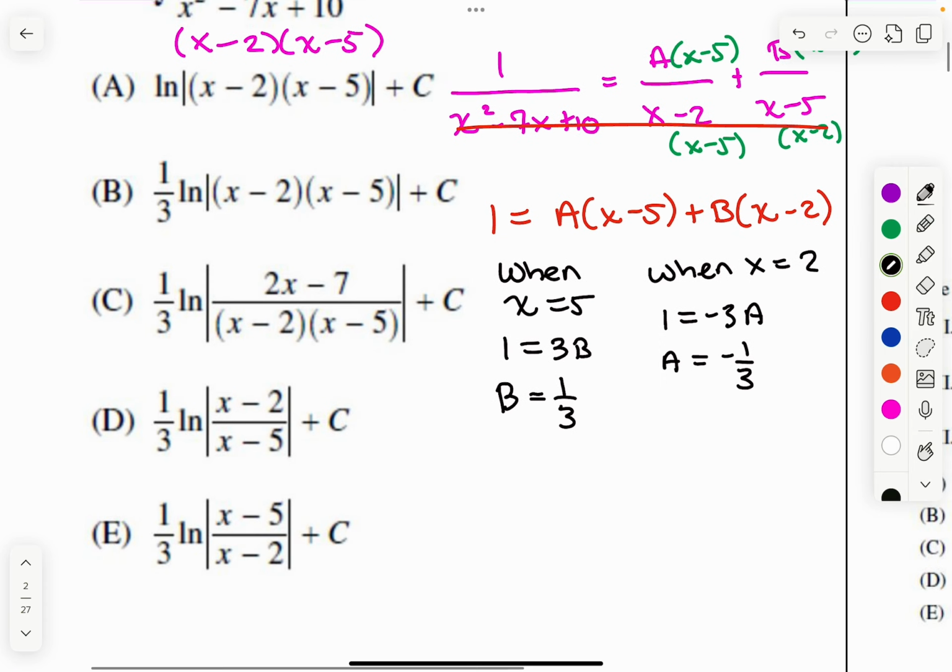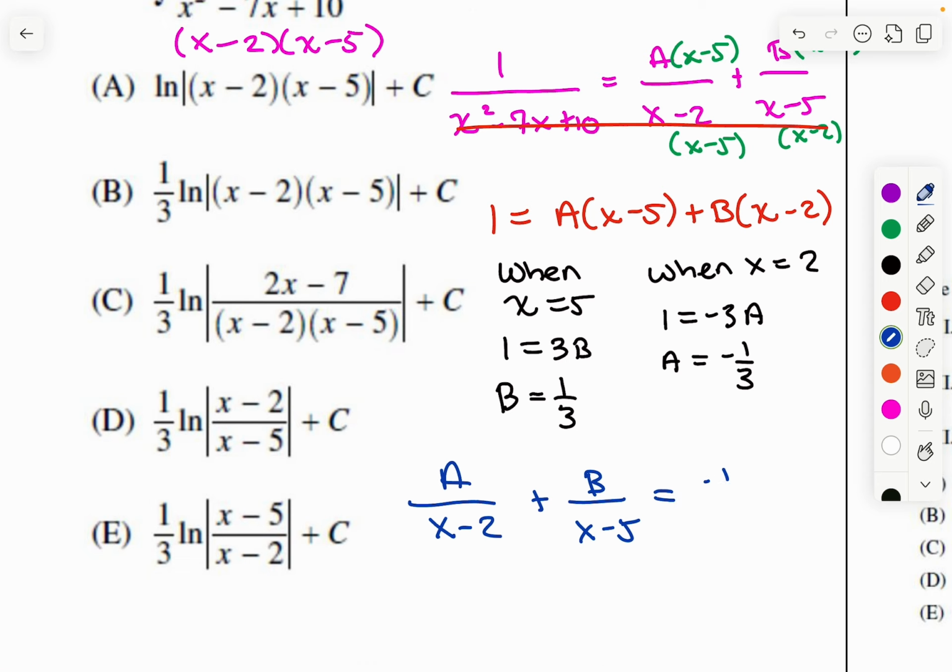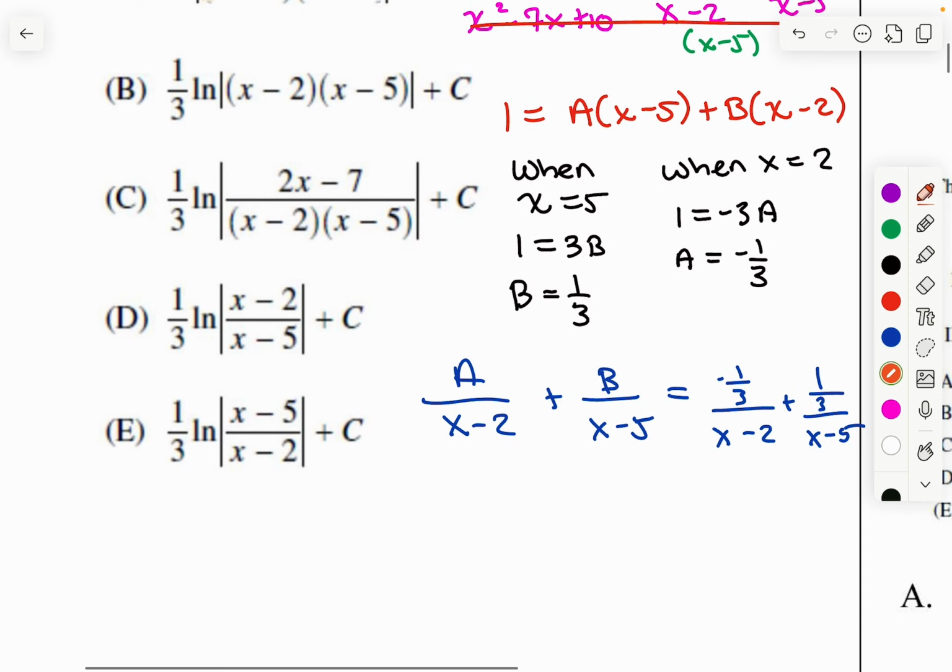Okay, so that must mean that our expression, a over x minus 2, really equals negative a third over x minus 2 plus 1/3 over x minus 5. And so now the integral becomes, so what I'd do, I'd probably factor out a 1/3 here so that I can write it like this.